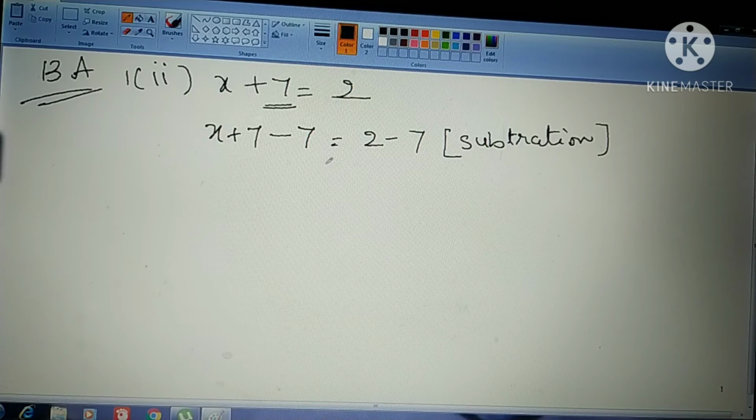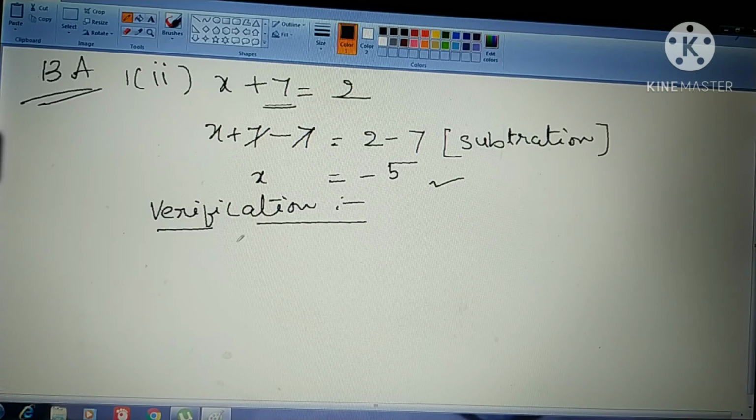Okay, after doing this, what do you get here? This plus 7 and minus 7 will be cancelled. You will get x only here, which is equal to 2 minus 7. What do you get here? Minus 5. So this is your x value. Now we have to verify whether we correctly found the value or not. Verification.